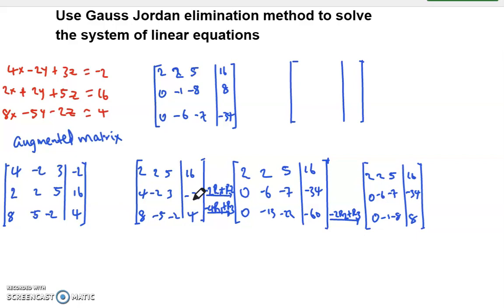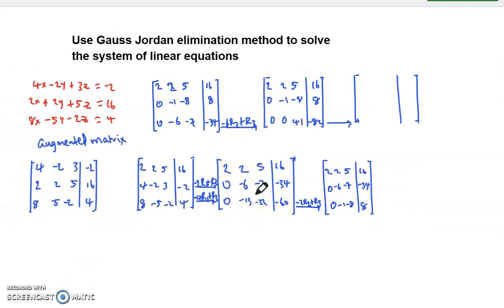So we now need to make this -6 0, and to do this we simply need to do -6 row 2 plus row 3. This will help us: -6 times 0 will be 0, plus 0 will be 0, -6 times -1 will be +6, minus 6 will be 0. So we want to make this -6 0. So let's see what we have.